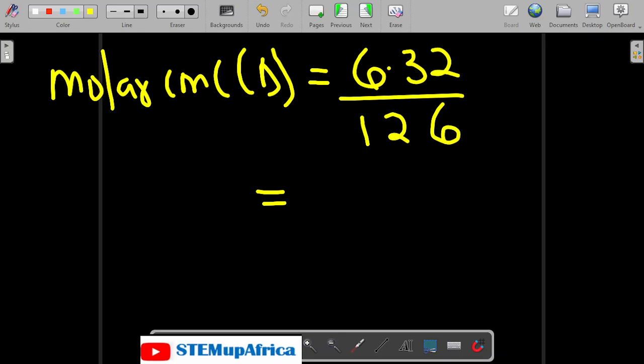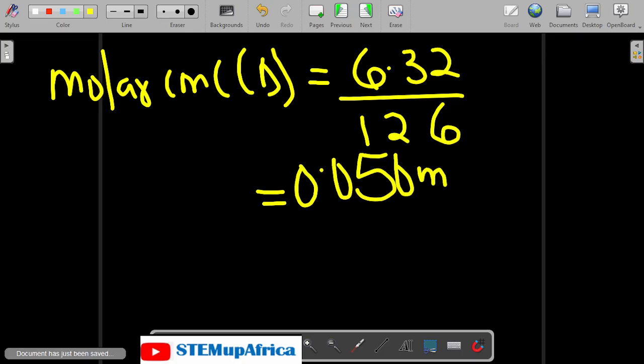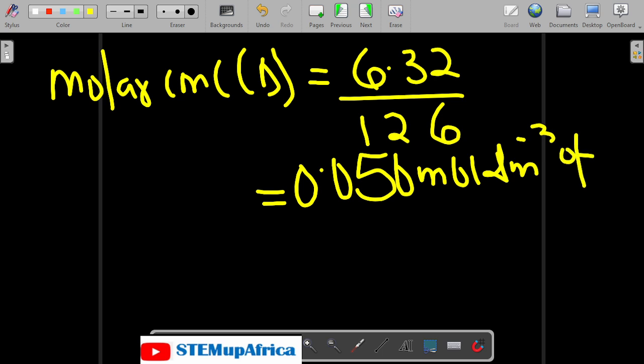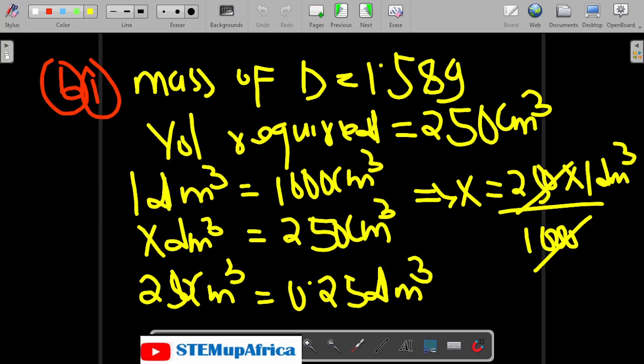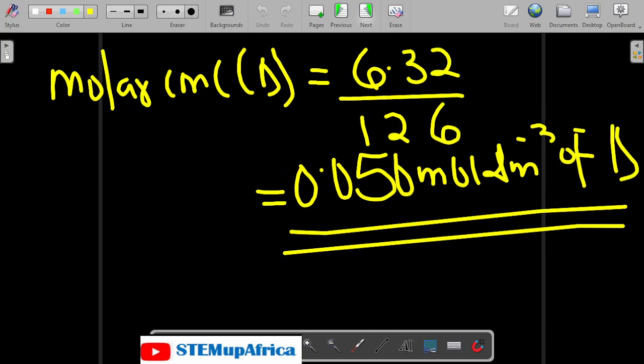So 6.32 divided by 126 is going to give us 0.050 mole per dm cube of D. This is now the solution to Roman figure 2. So let's check Roman figure 3 and see what it says.